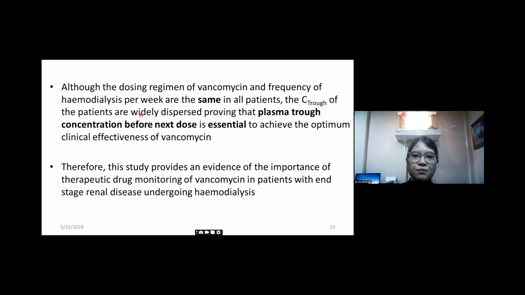Although the dosing regimen of vancomycin and frequency of hemodialysis per week are the same in all patients, C-trough of the patients are widely dispersed, proving that plasma trough concentration before the next dose is essential to achieve the optimal clinical effectiveness of vancomycin. Therefore, this study provides an evidence of the importance of therapeutic drug monitoring of vancomycin in patients with end-stage renal disease undergoing hemodialysis.